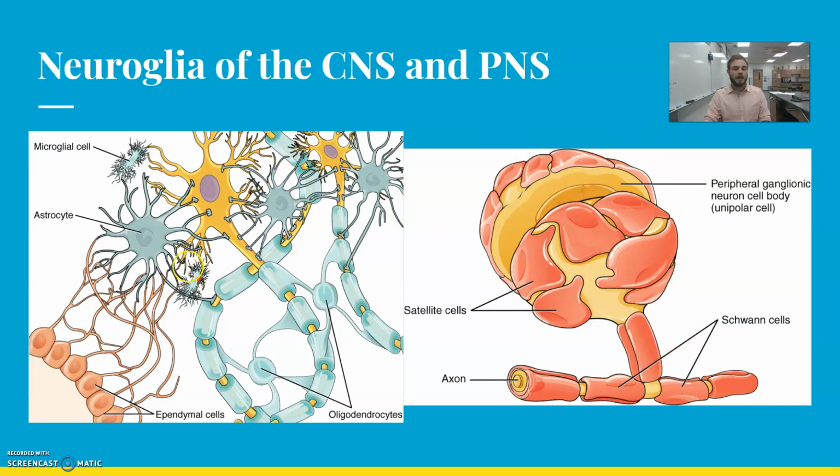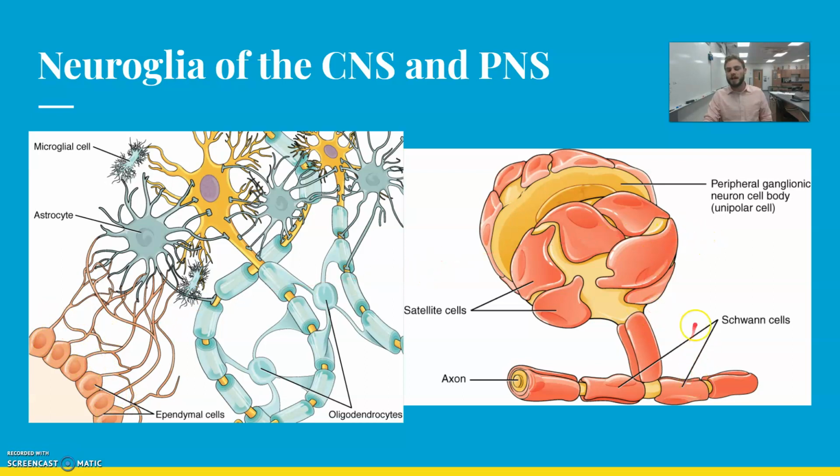Here you can see some pictures of those astrocytes, those star-shaped cells, providing support and taking care of the extracellular matrix around neurons. Microglial cells, which are looking for damaged or diseased cells. Oligodendrocytes supplying myelin to the axons of these yellow neurons here. And ependymal cells, which are filtering blood, taking care of that cerebrospinal fluid.